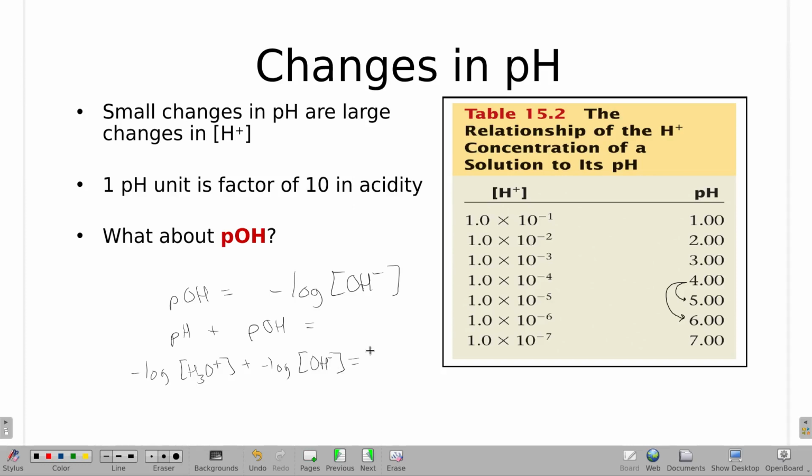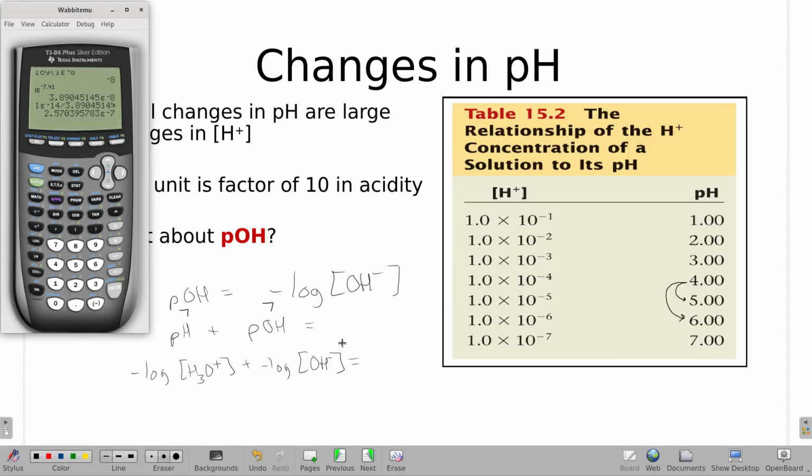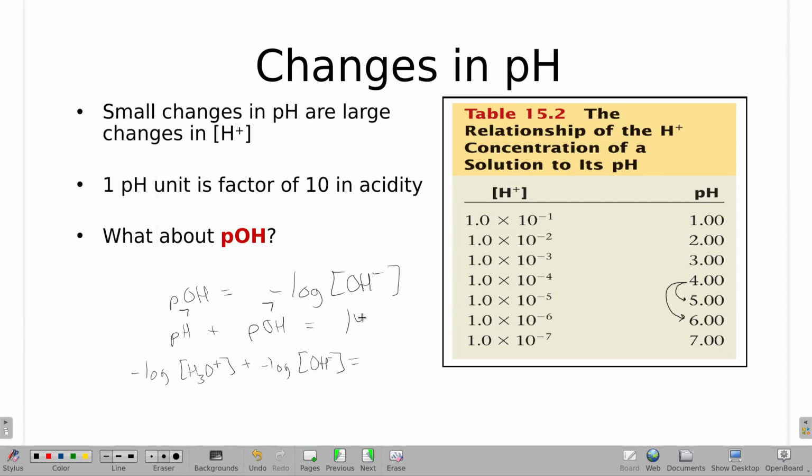Or, how about some examples? What's the pH of neutral water? Turns out it's 7, right? Well, the OH concentration of neutral water is also that 1 times 10 to the negative 7th, so its pOH must also be 7. Here's something neat. What would be the H3O times the OH? Well, it is 1 times 10 to the negative 14th. What's the log of that value? Yeah, it's 14. Turns out pH plus pOH always equals 14.